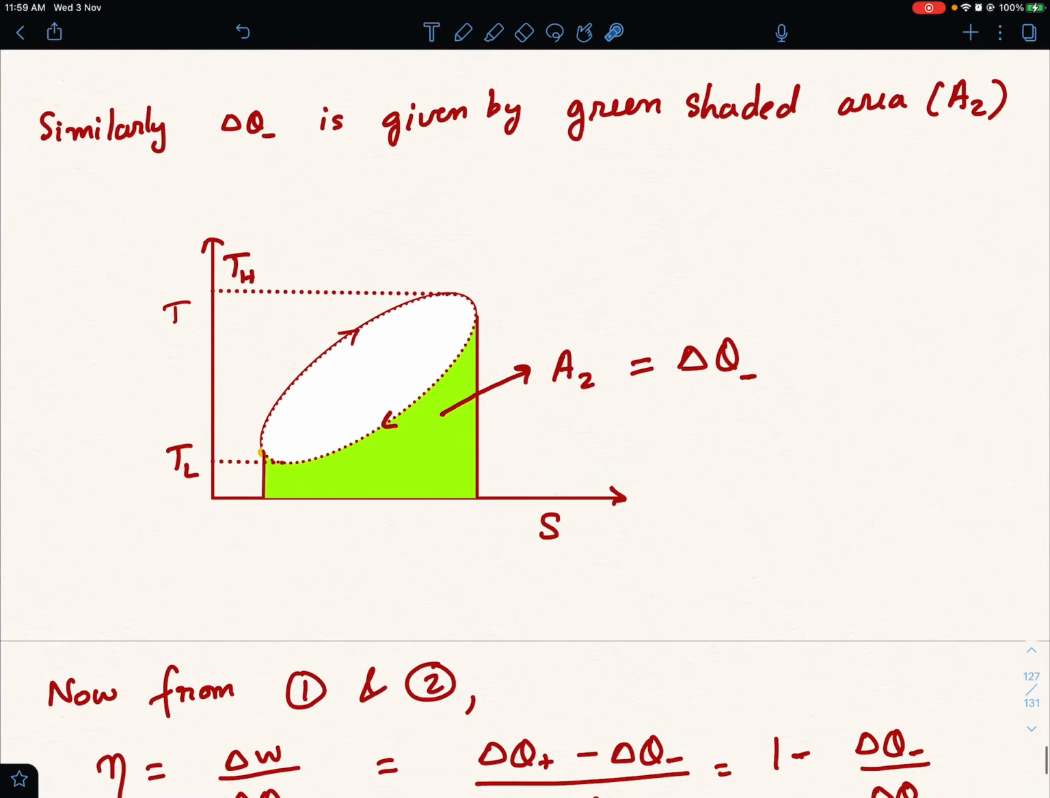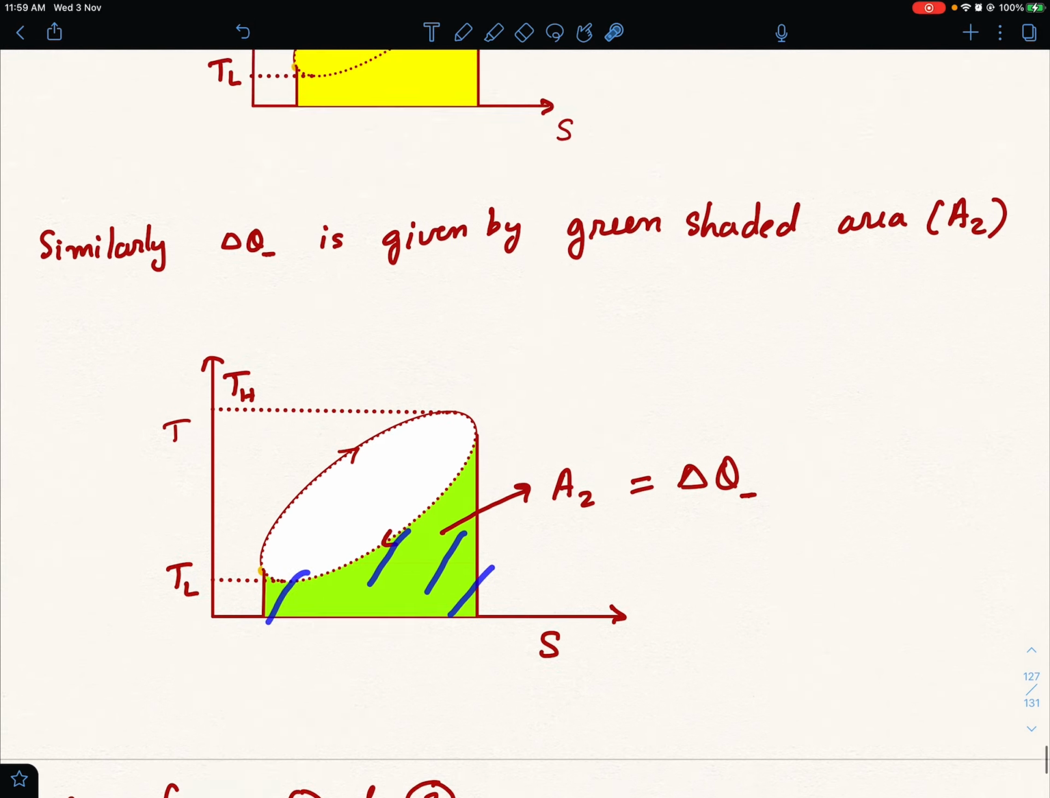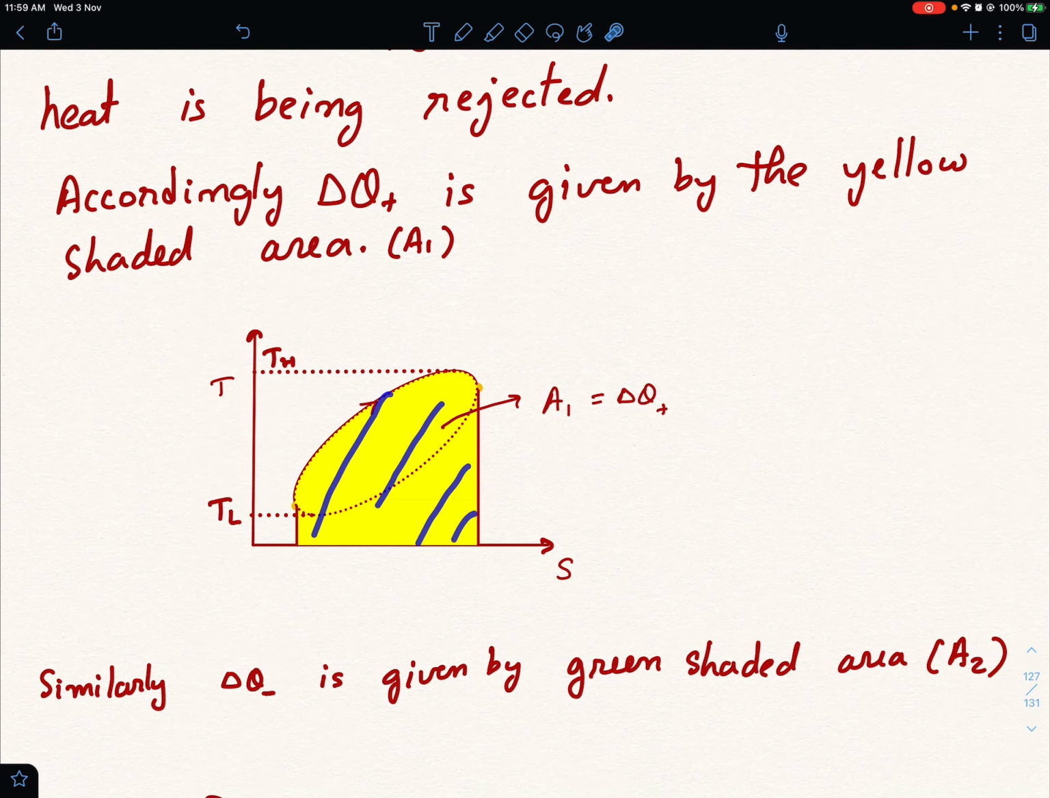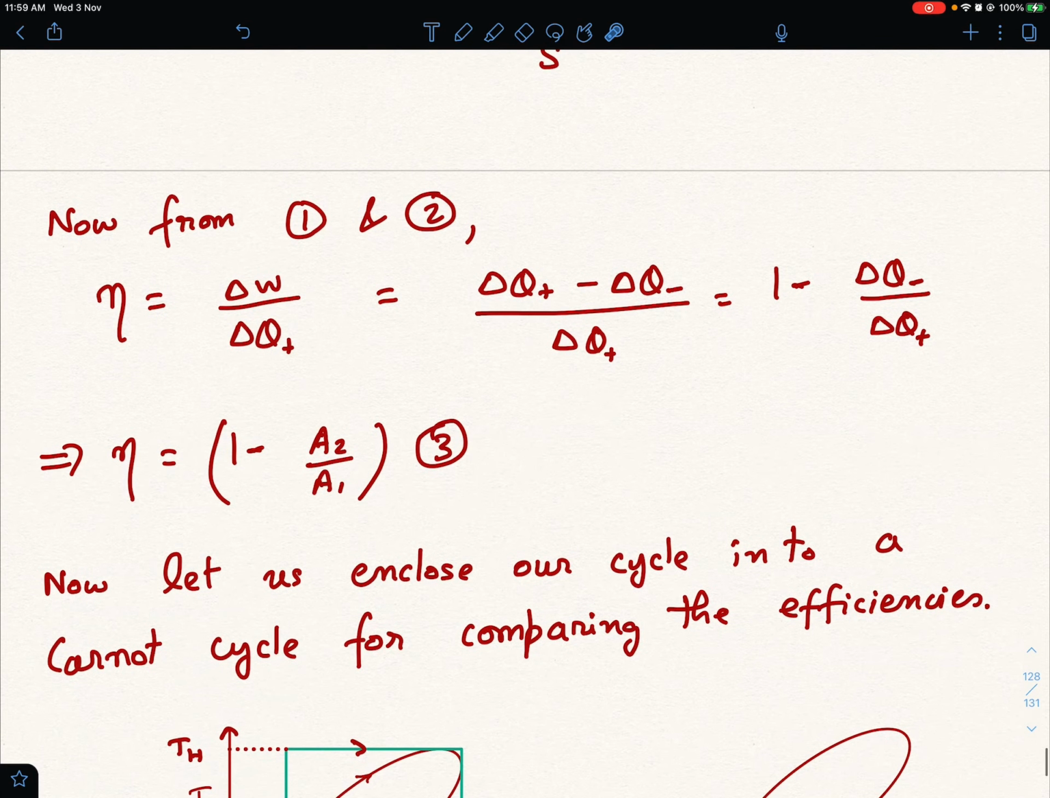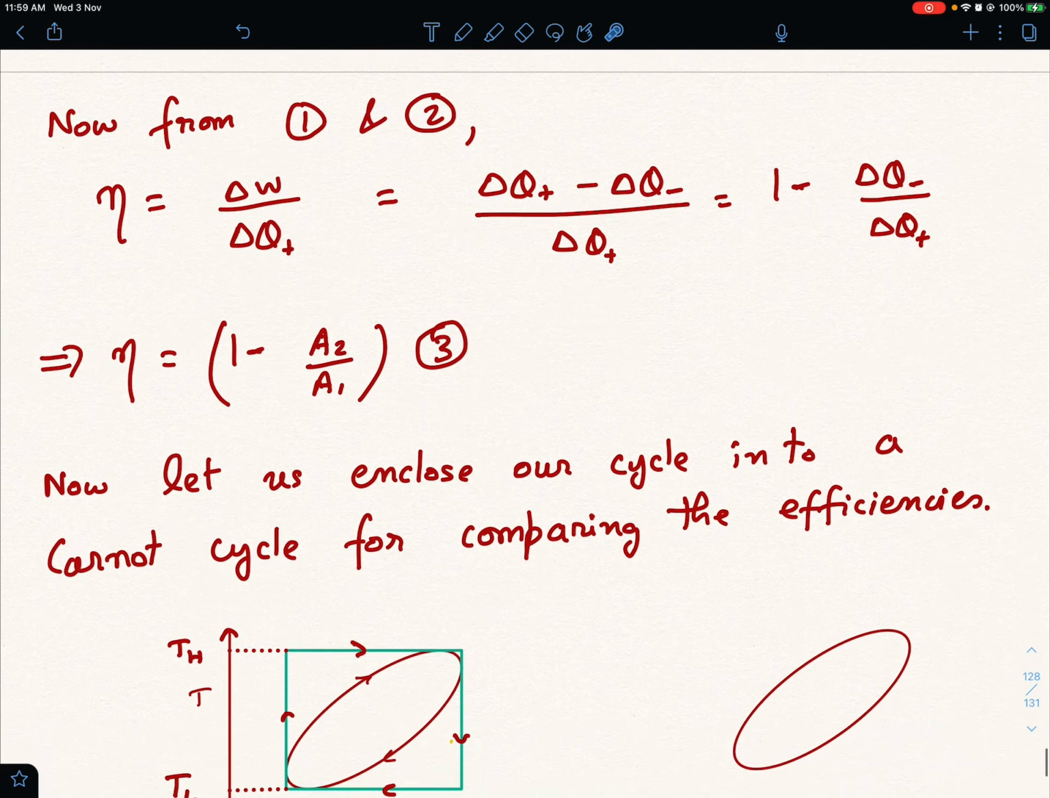I'm going to state it again in a little while. So this is what I've written: eta is 1 minus A2 by A1. This I've called A2 and this I've called A1.